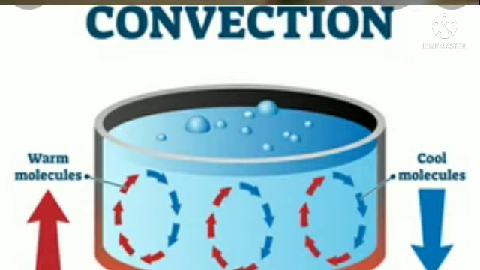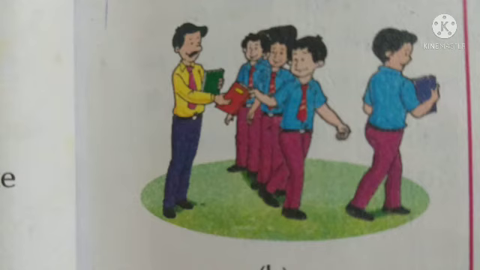Good morning all of you, and today we are going to discuss the second type of transfer of heat, that is convection. When we are discussing convection, first we can explain one activity. In the beginning of conduction, I told you about the distribution of notebooks in class. In this picture you can see that for distributing the notebooks, the teacher tells the students to make a line, and in that line one by one the teacher is giving the book. So that we can consider in the case of convection.